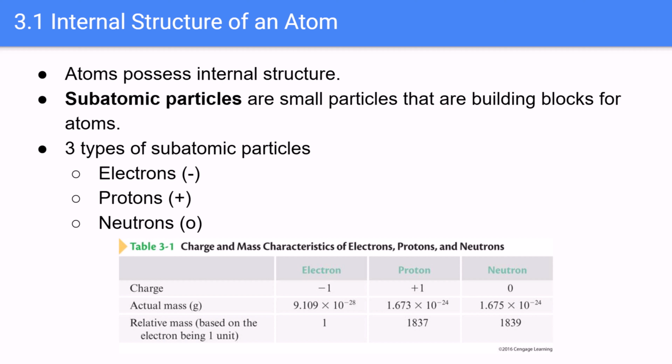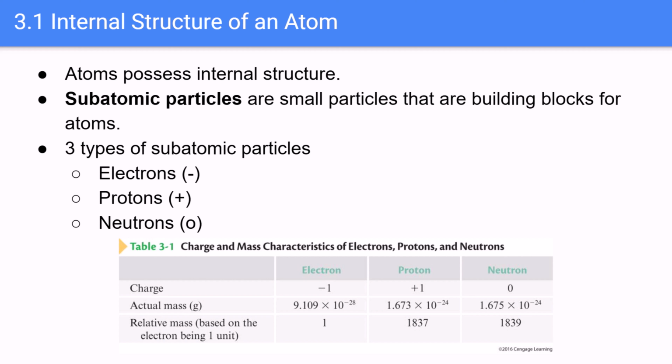What I'd like you to take a look at down at the bottom is not only the charges, but the relative masses of each of these. An electron is significantly smaller in mass than a proton and a neutron. In fact, protons and neutrons are very similar to each other in terms of mass, but electrons are fundamentally smaller. If the mass of an electron is considered 1, protons and neutrons are nearly 2,000 times the size of an electron. So protons and neutrons are much larger.